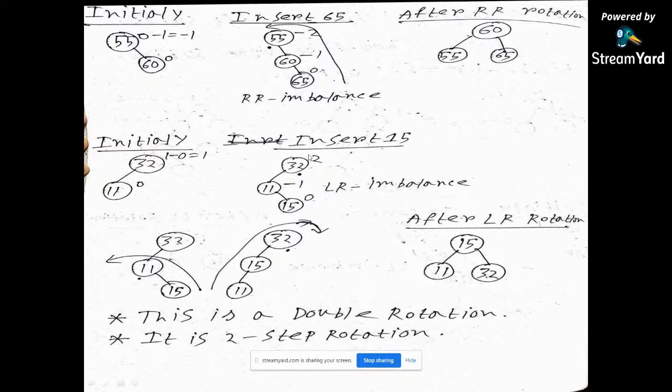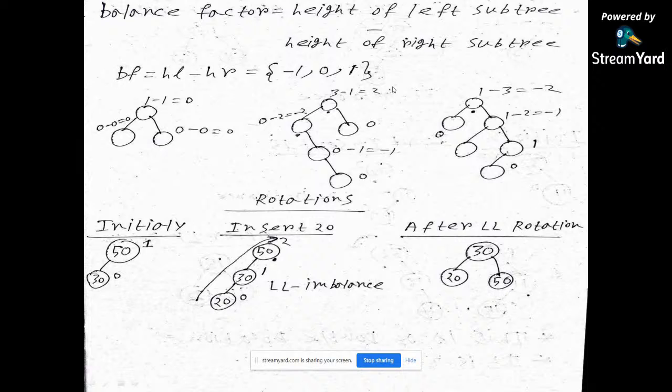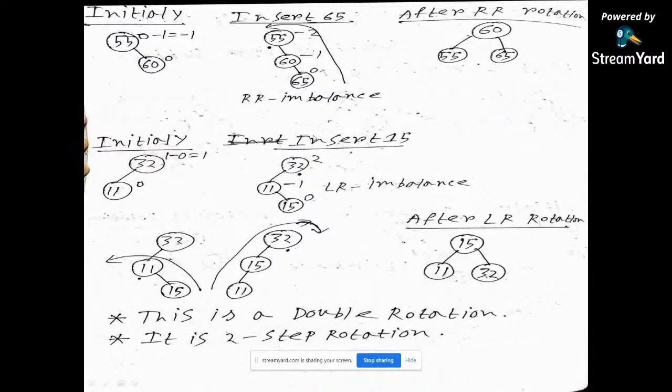Yes, okay. That means this node has become imbalanced. Why is this 32 imbalanced? Because what is the value of the balance factor here for this node? 2. Okay, 2 does not belong within the limit of -1, 0 and 1. So yes, this is an imbalance. So this tree has become imbalanced. This is an imbalanced node.